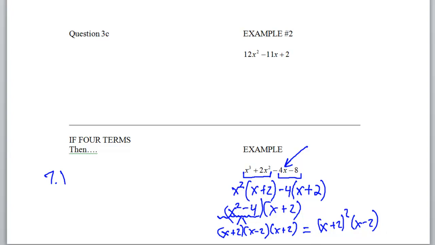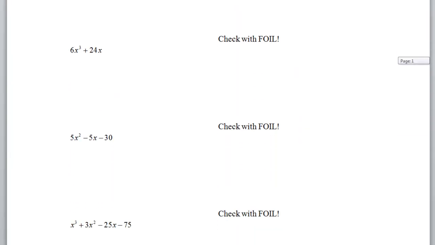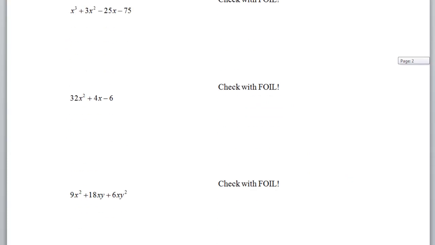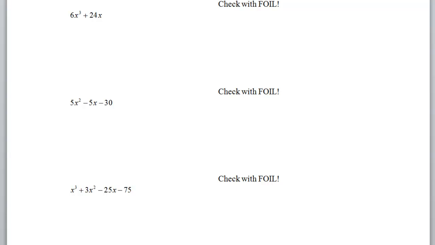Alright, let's scan down and let's do the next side here. We're going to do a couple problems and then check it with FOIL. We'll do a total of 5 problems. So we'll do the first 2 here. And let me get my pen ready.